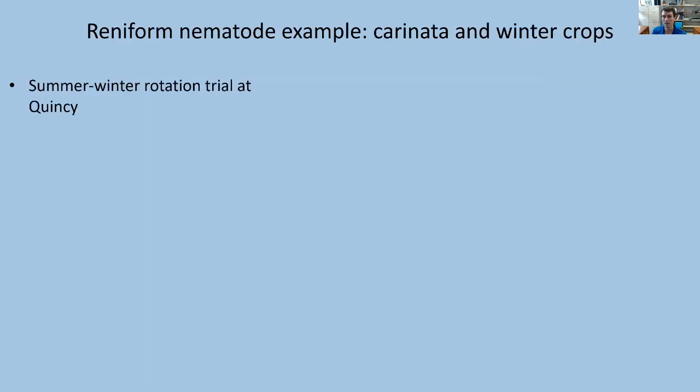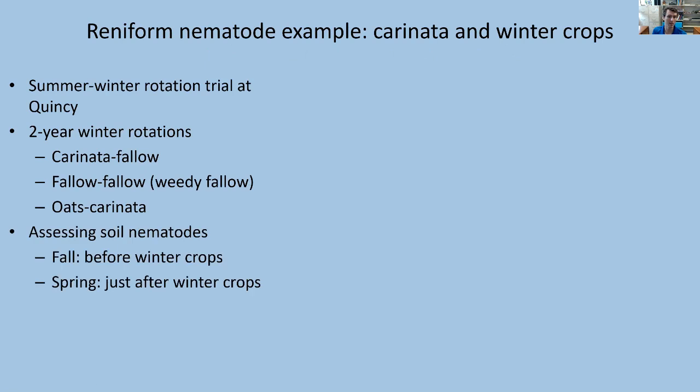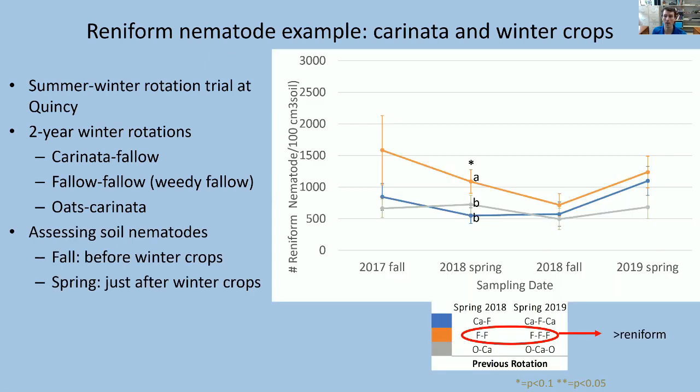So I'm going to kind of skip through this because Andy already went over this. But again, to briefly reiterate, we had a field study out at Quincy where they have set up winter and summer cover and summer crops, and we found that fallow tended to have the most reniform nematodes versus either a rotation between Carinata and fallow or an oats Carinata 2-year rotation.